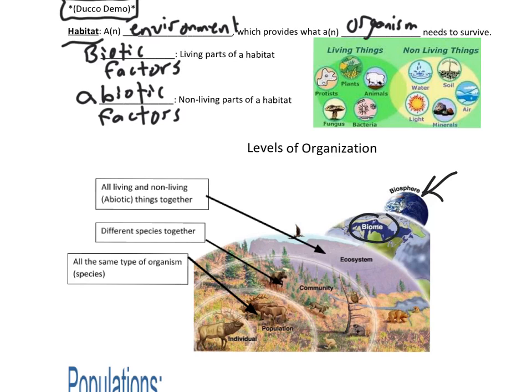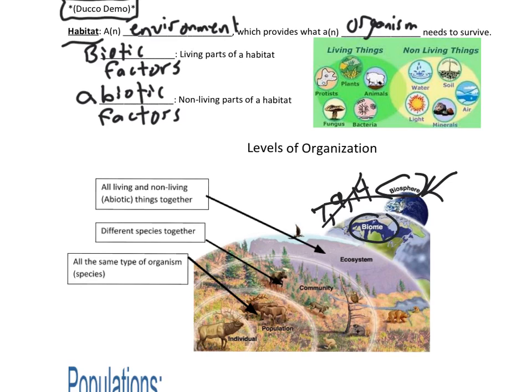So we start again with the biosphere, the whole Earth. And then we have several different biomes. Some people think there are 7, some people think there are 9, some people think there's 14. None of it really matters. We can talk about just different areas where different living and non-living things are more likely to be found.